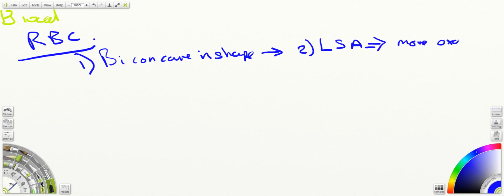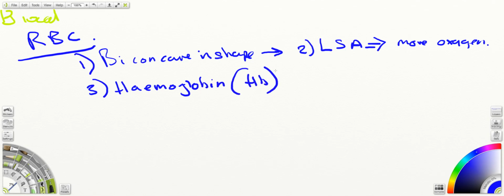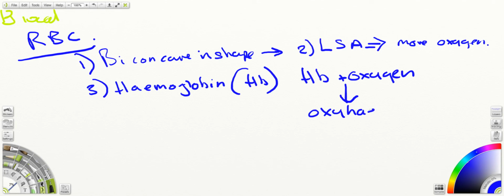Now I want to say this from the beginning, guys and girls. Red blood cells do not carry carbon dioxide. It does not. It carries oxygen only. Number three is it has a substance called hemoglobin, which you can write in short as Hb. Now hemoglobin is what allows the oxygen to be combined to the red blood cell. So if you've got hemoglobin, it attaches to the oxygen to form oxyhemoglobin.